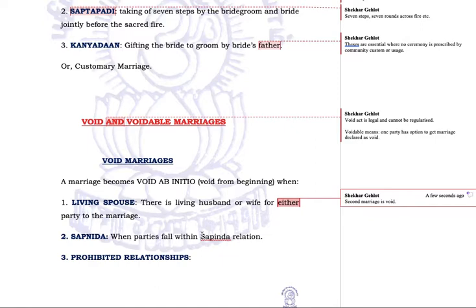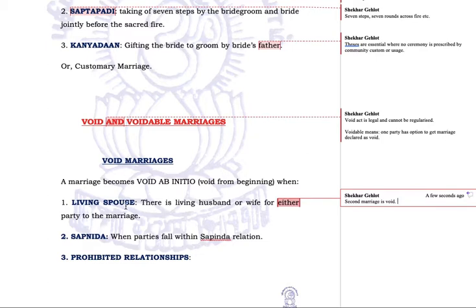Sapinda, when parties fall within Sapinda relation, and we just discussed Sapinda, five ancestors from father's side, three ancestors from mother's side. If two people are having any common ancestor anywhere within these relations, then you are sharing particles of same body. Some ancestor has been common. Okay, then you cannot marry. You are Sapinda. And if you marry, because this is actively prohibited, then that marriage is going to be void marriage.